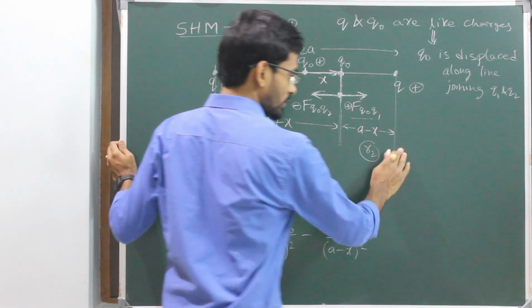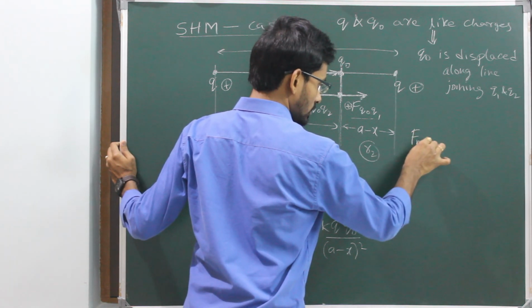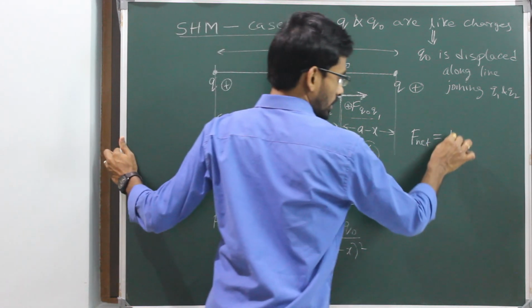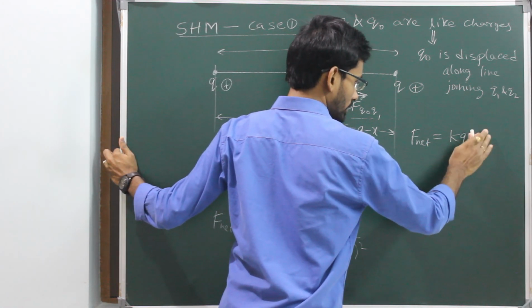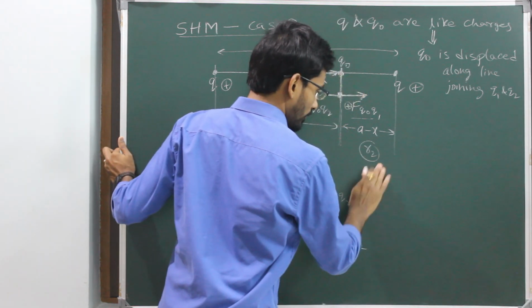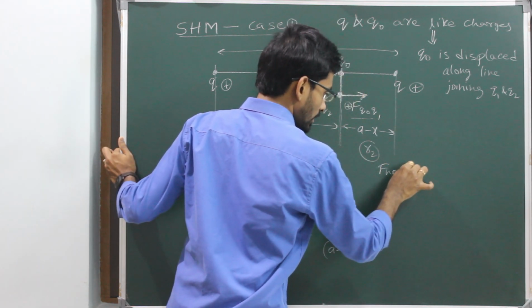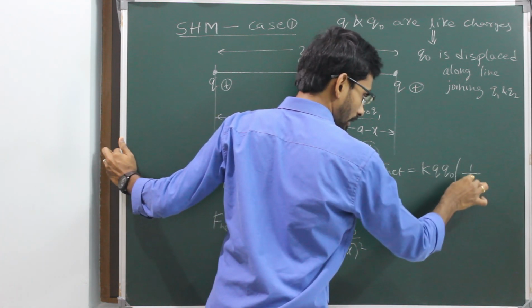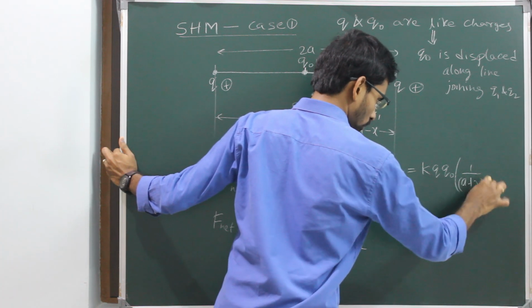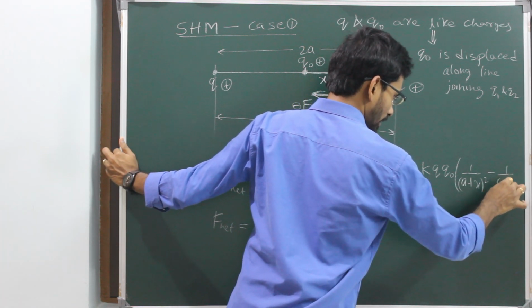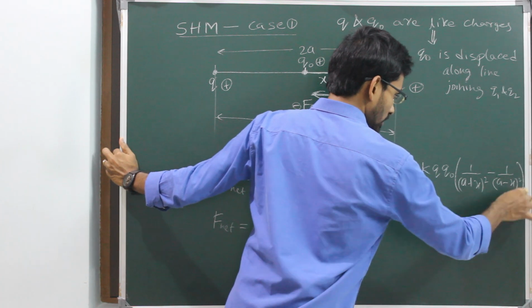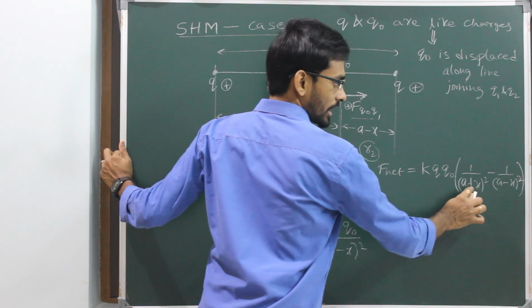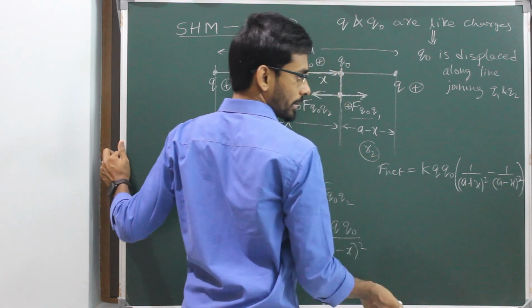Now if I write this net force here, F net is equal to, if I take common K into Q into Q naught, K into Q naught, 1 by A plus X whole square minus 1 by A minus X whole square. So if we take LCM of this one, A plus X into A minus X will be A square minus X square.